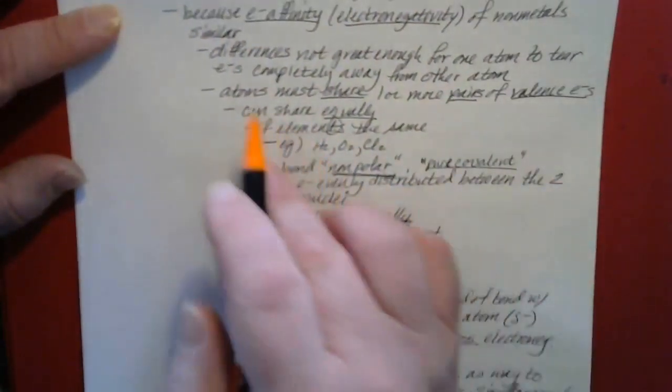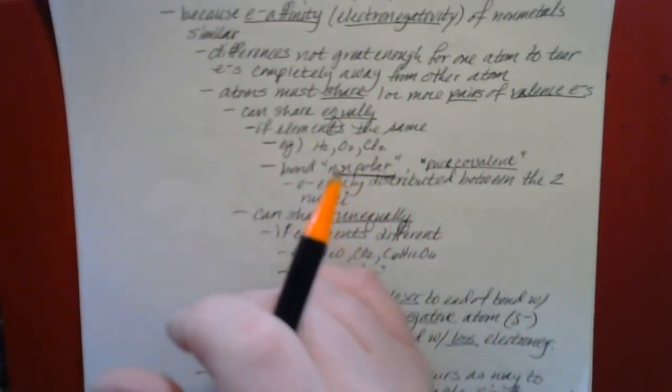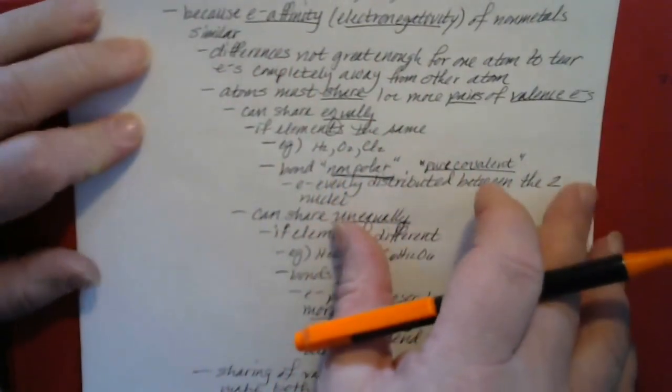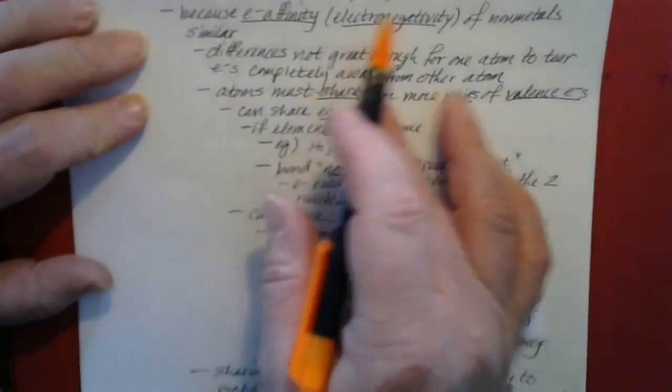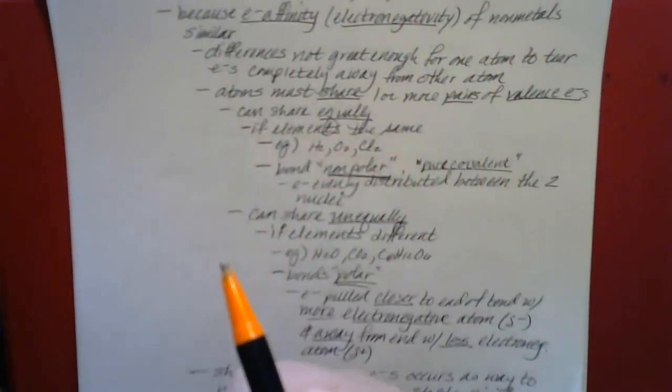Okay, and the reason that we form covalent bonds, literally covalent means bringing your valence shells together, or in other words, sharing valence electrons. And the reason we form covalent bonds is because the electron affinities or electronegativities of nonmetals are fairly similar to each other.